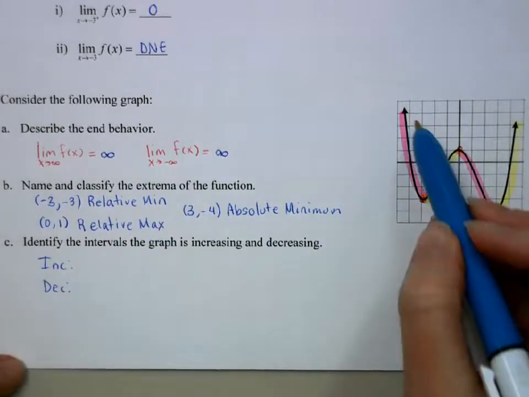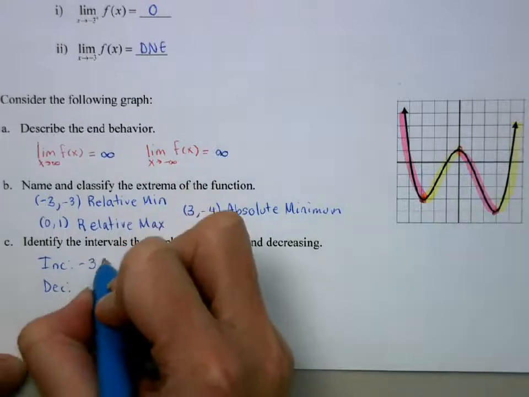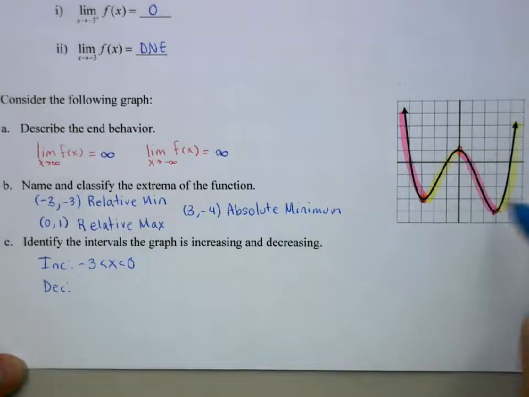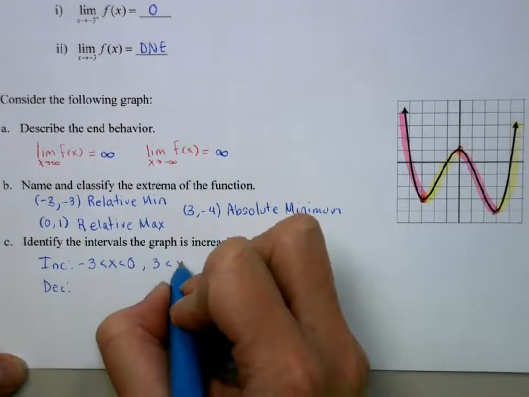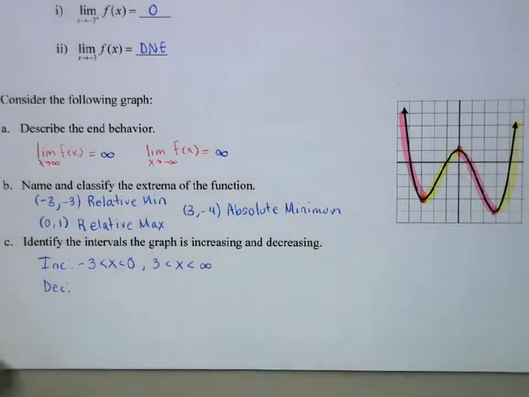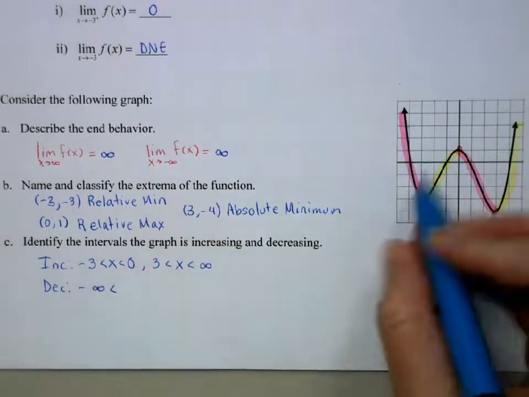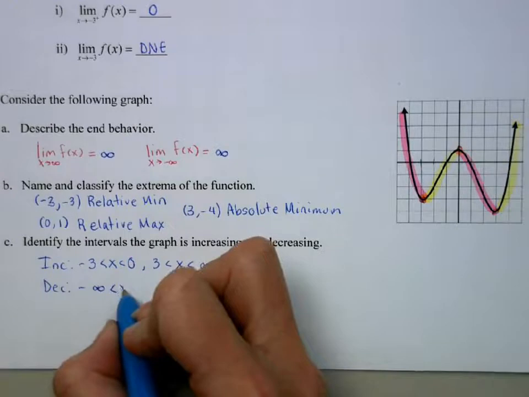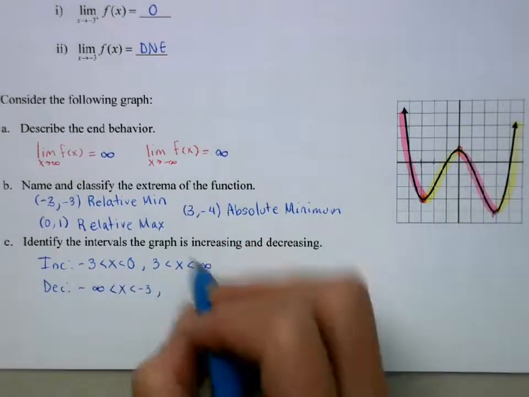It is increasing from -3 to 0, and from 3 to infinity, or you can just say when x is greater than 3. It's decreasing from -infinity until we get to -3, and then from 0 to 3.